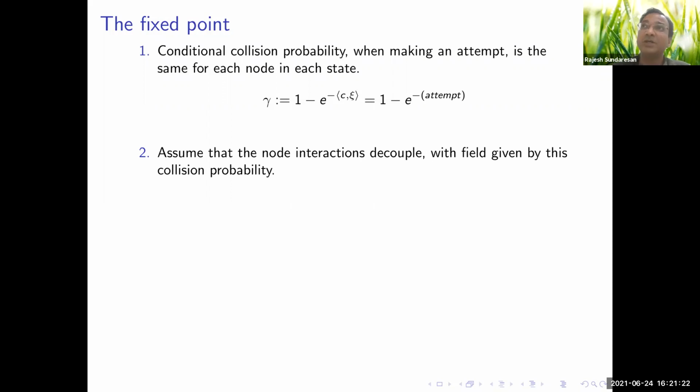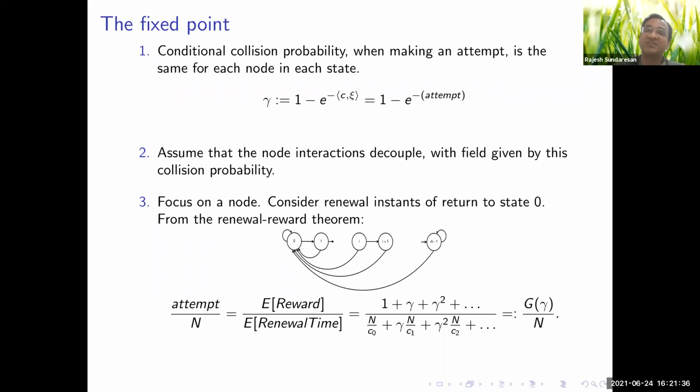So we'll assume that under this field, each node now attempts to make a transmission and it might have a collision. And this collision probability is set by the field, and that's given by this gamma. Let's see what happens in order to analyze how this particular node would respond to this field. Let's focus on one of the nodes. We are going to tag a node and look at its behavior, and we'll analyze how that particular node behaves.